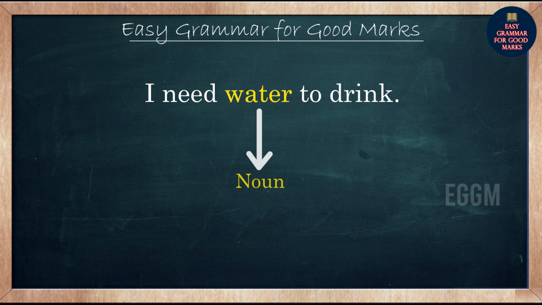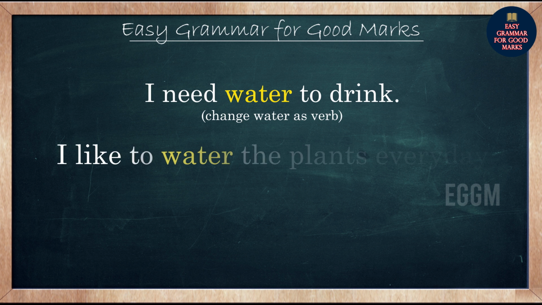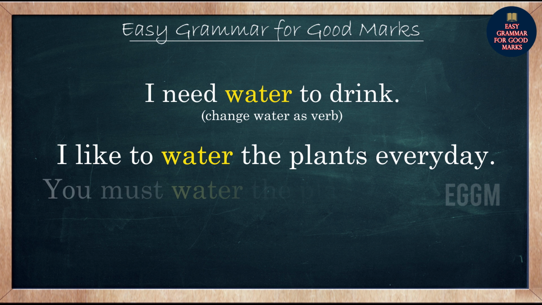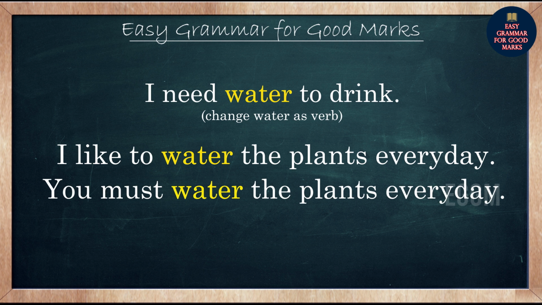So in the exam they will give like this, and in the bracket they will give change water as a verb. So how will you change it? You can change like this. I like to water the plants every day. You must water the plants every day. Here water is used as a verb. It's an action word here.